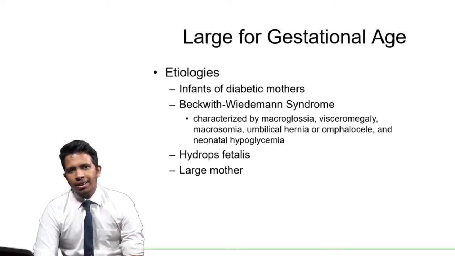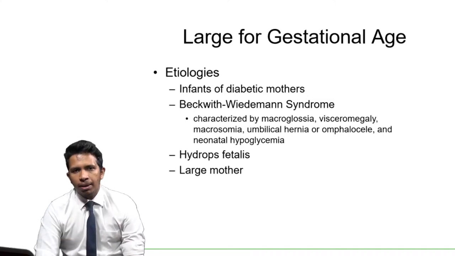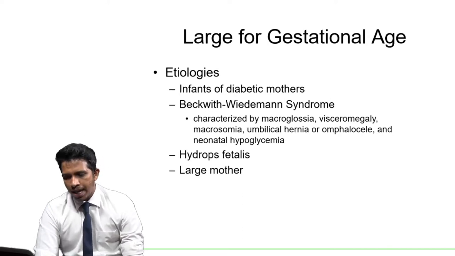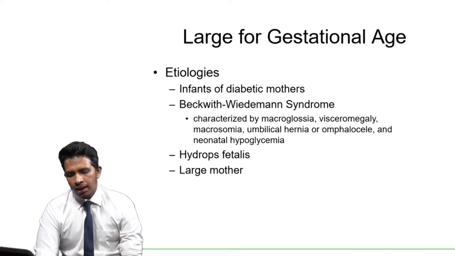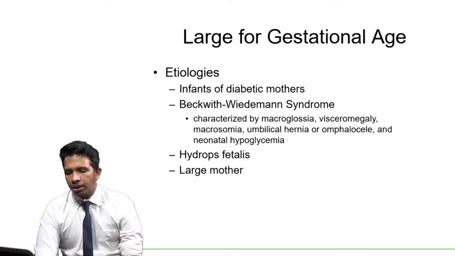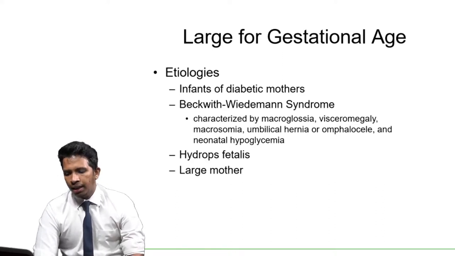So larger gestational age babies, we see it in diabetic mothers, okay? Commonly seen in diabetic mothers where the child has macrosomia, we call it macrosomia. It's also seen in a congenital condition known as Beckwith-Wiedemann syndrome, characterized by macroglossia, visceromegaly, macrosomia, umbilical hernia or omphalocele, and neonatal hypoglycemia.